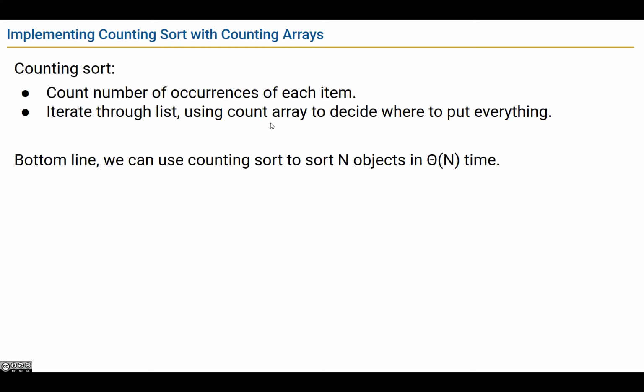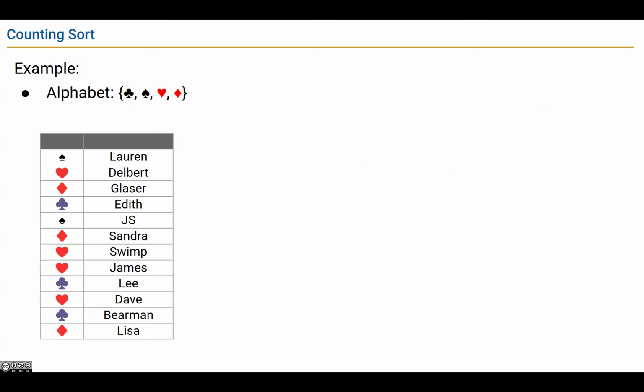Now, this brings us to an interesting way to sort the list. We're going to call this counting sort. The way that we're going to do this is we're going to count out how many of each item exist. We're going to iterate through the list using the count array to decide where to put everything. Here's kind of how it's going to work in practice.